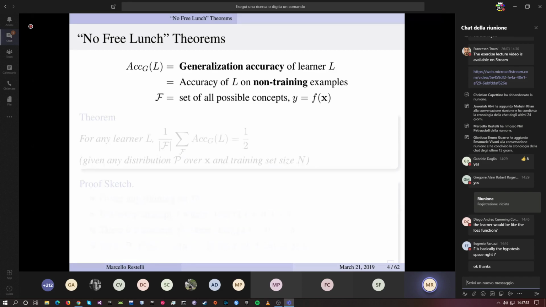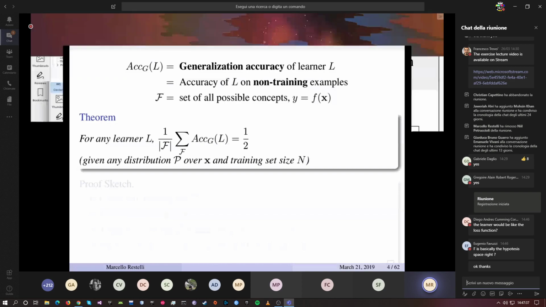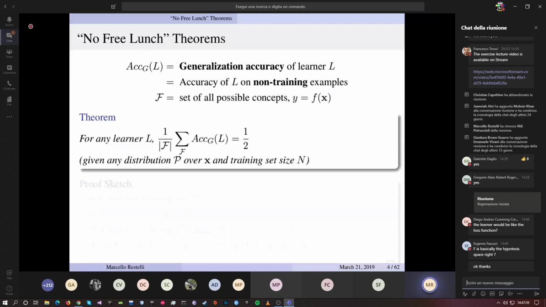Now, the theorem says that for any learner, this is important, it's not important which kind of algorithm you are using for learning from data. For any learner that you choose, the average accuracy of your learner over this classification problem is 1/2, so it's a half.